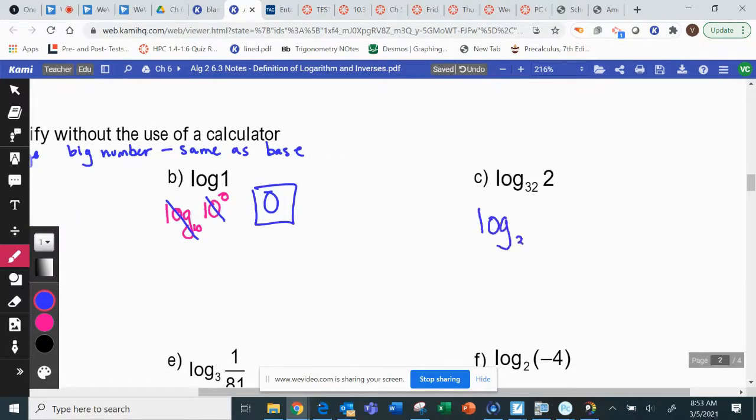Log base 32. I need to change that 2 to say 32. But 32 to what exponent changes it into a 2? You can. It's just trickier. What do you guys know about 2 and 32? What do you know about those two numbers?